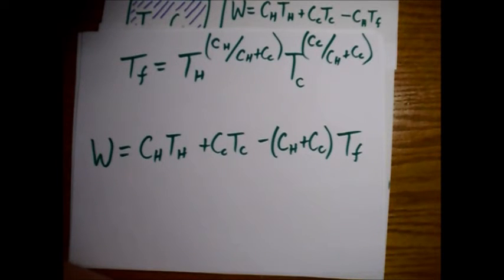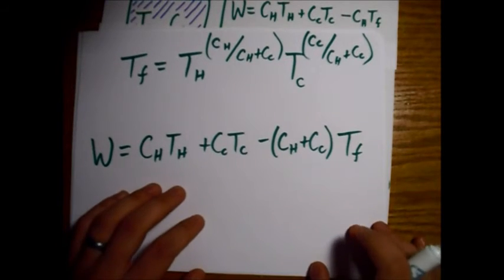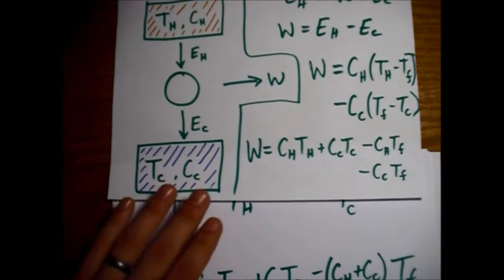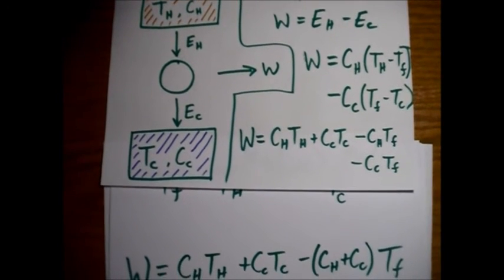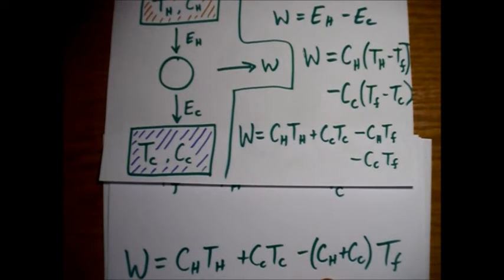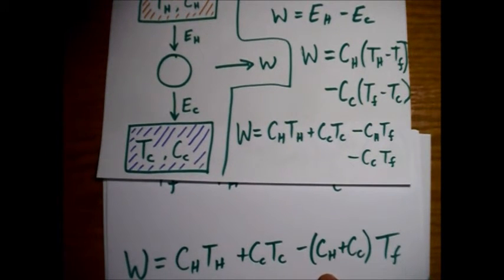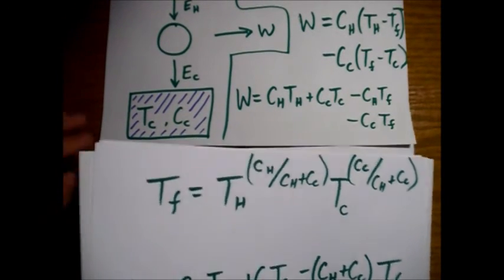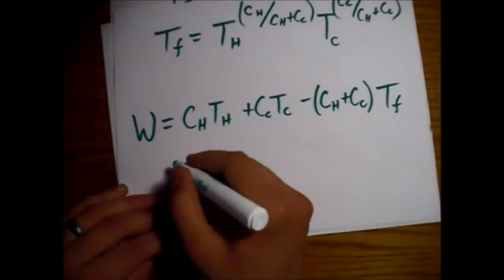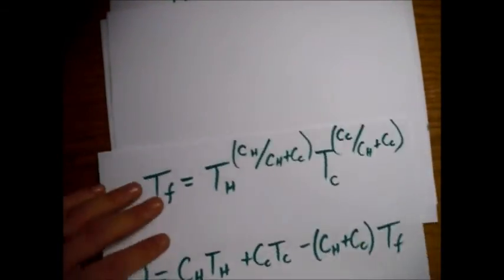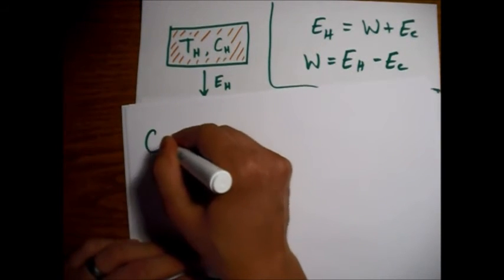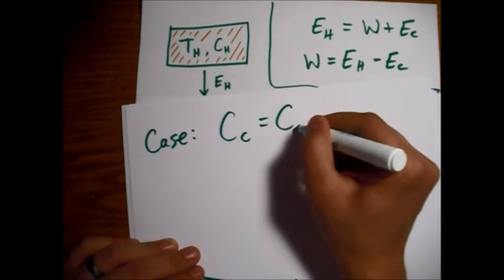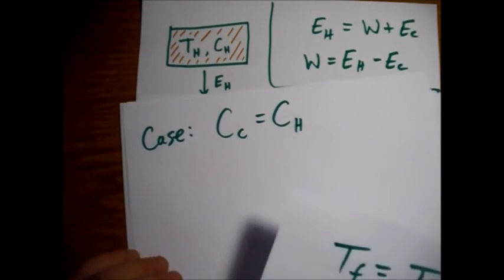And okay, so real quick, let's just look at the case. Suppose that these two reservoirs were exactly equal. All right, the same heat capacity, meaning they're made out of the same material and they have the same size or mass or whatever. They can hold the same amount of thermal energy. Then let's just do a special case. I'll just write the word case here. Say that C_C is equal to C_H, right? So they hold the same amount of energy.